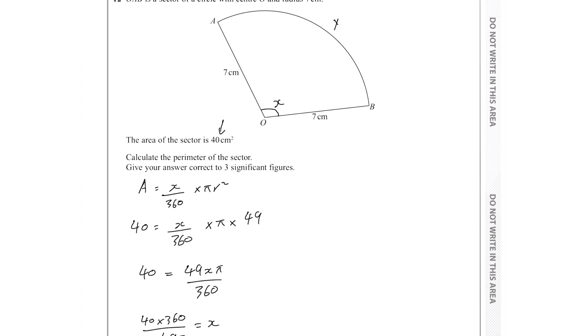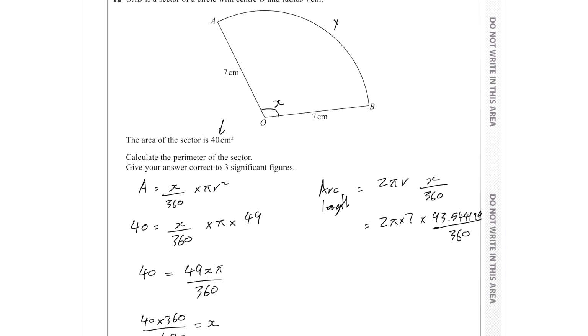Now, to find the arc length, so I'll write that here, arc length. So to find what y is, essentially, the formula is going to be 2 pi r, which is the circumference, times x over 360. But now we know what x is, so we can do 2 pi r, which is 7, times 93.5441291, etc. Divide that by 360.